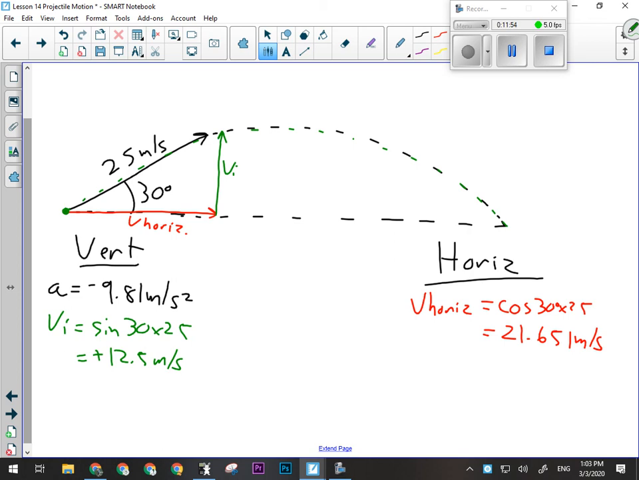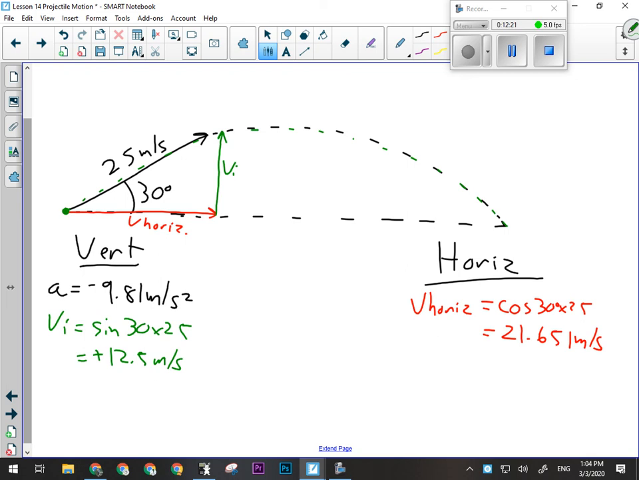Okay, when it comes back down to the same height it was launched from, so it's launched at 12.5. It goes up and it's accelerating at 9.81 meters per second squared down. It slows, it reaches a speed of 0 at its maximum height. And then it accelerates at the exact same rate over the exact same distance back down to the ground, which means it has to be going the same speed it left at because everything else is the same.